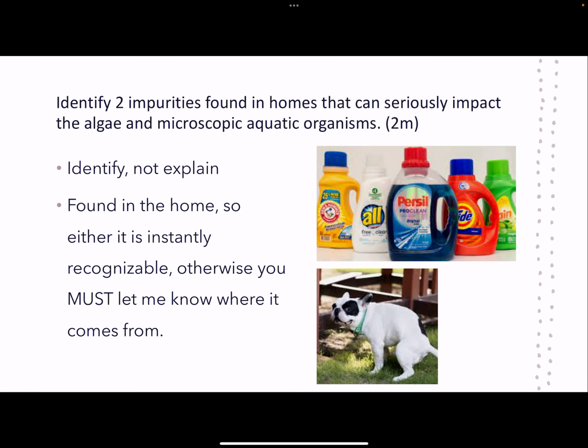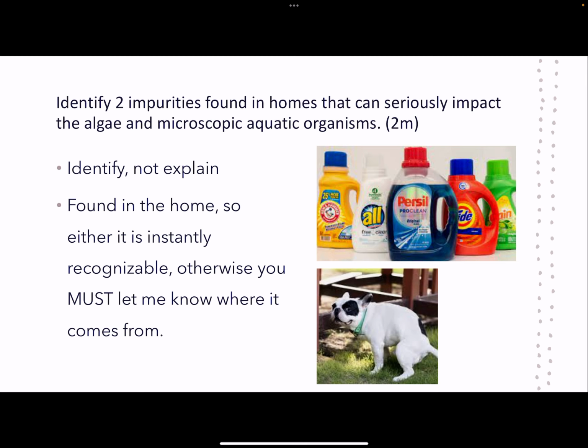Now the next question talks about 2 impurities. This question actually is very, very simple. The question says: identify 2 impurities found in homes that can seriously impact algae and microscopic aquatic organisms. Okay, 2 marks, 2 impurities is a state question. So I only require you to identify. There was no indication that you needed to explain either one or both of them. The only caveat is these things must be found in the home.